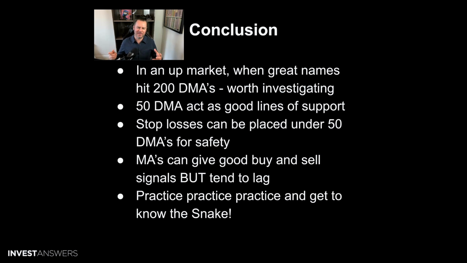Now, in an up market, in conclusion, when great names hit the 200-day moving average, it's worth investigating because that could be a very strong buy signal. The 50-day moving average can act as a great line of support. Stop losses can be placed under the 50-day moving average for safety. And moving averages can give a good buy and sell signal, but they tend to lag. And I prefer using them as buy signals. They're not as reliable as sell signals. So always bear that in mind. And again, practice paper trade before you go and play with real money in the marketplace.